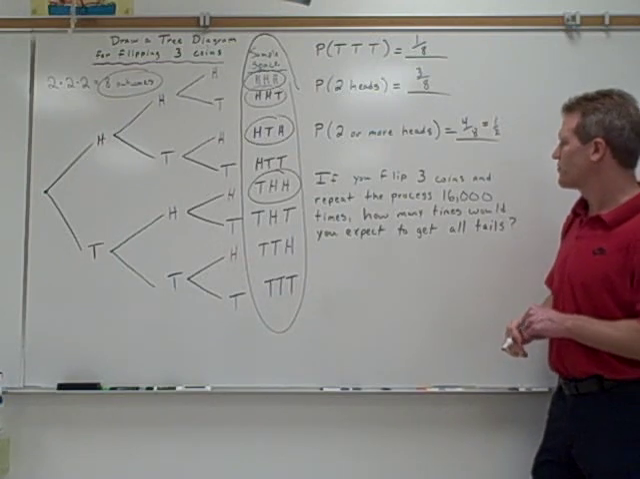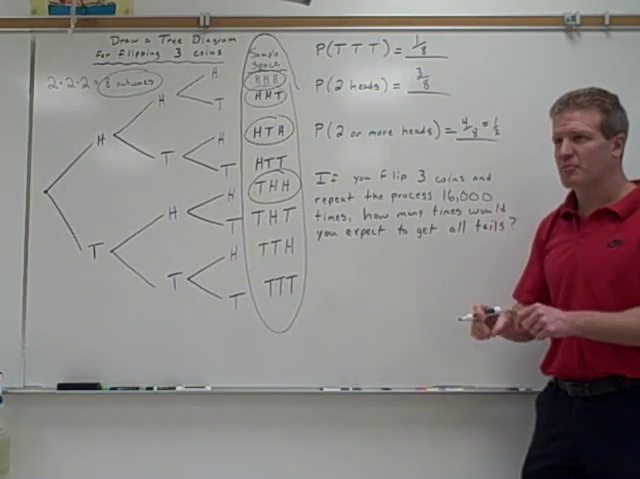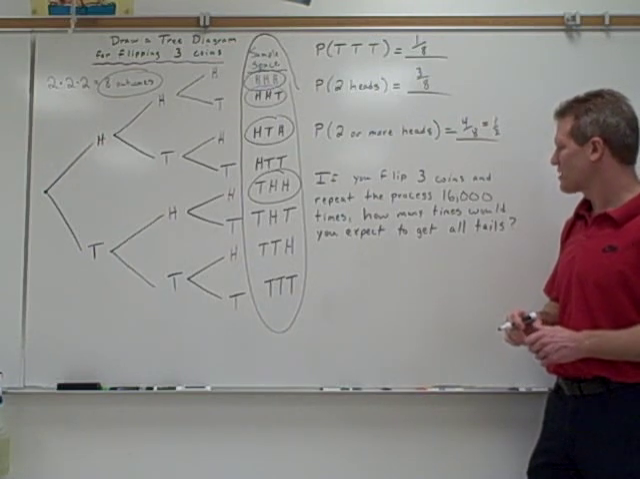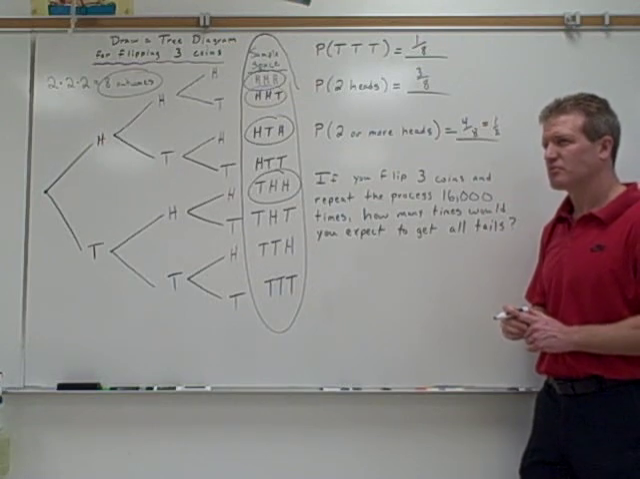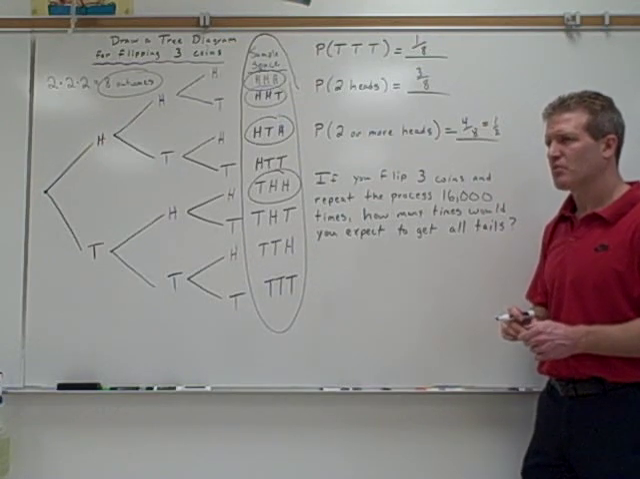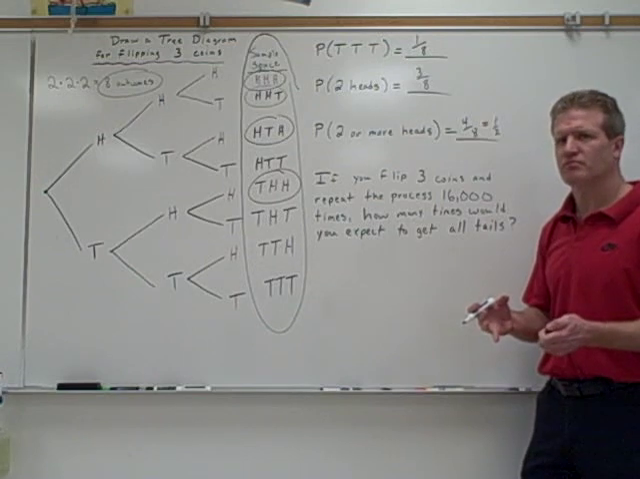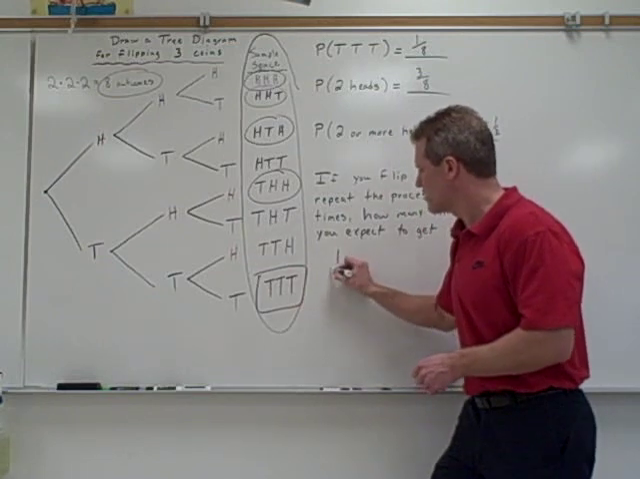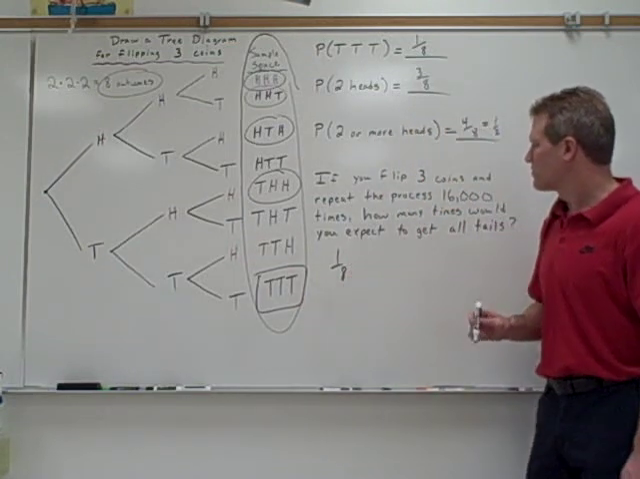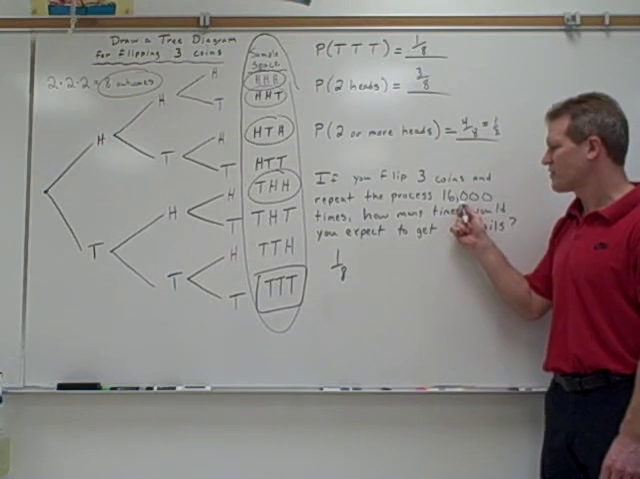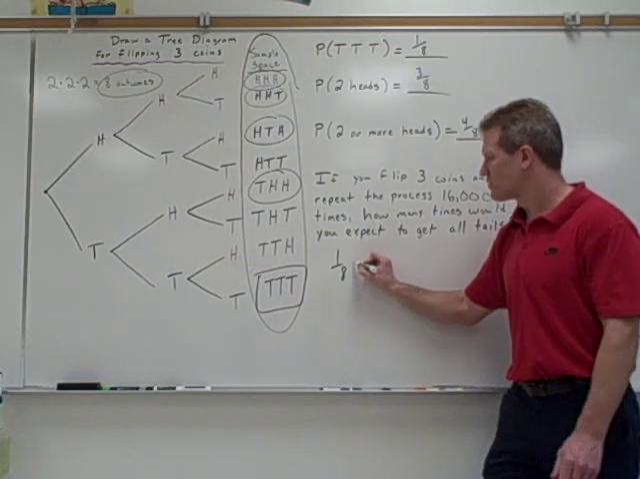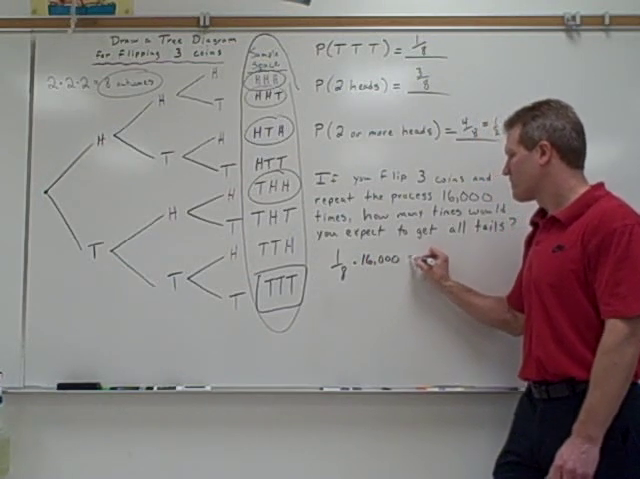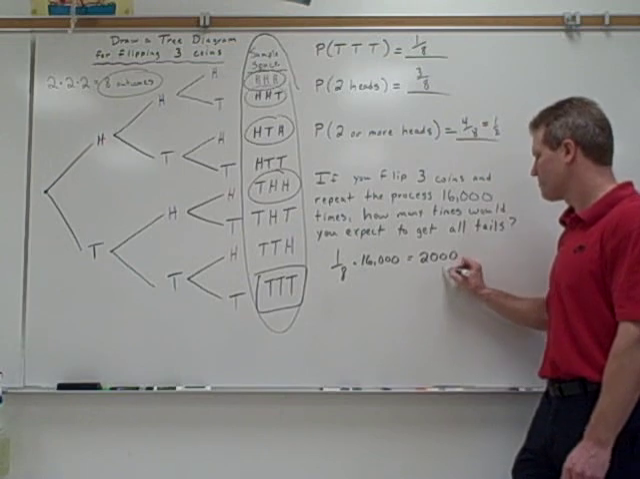Last question. If you flip 3 coins and you repeat that process 16,000 times, how many times would you expect to get all tails? Well, what fraction of the time would you get all tails? 1/8. Yep, all tails is right here. That's only going to happen 1/8 of the time. So if I do it 16,000 times, I need to figure out what 1/8 of 16,000 is. So take 1/8, it means times, so 1/8 of 16,000 comes out to 2,000 times.